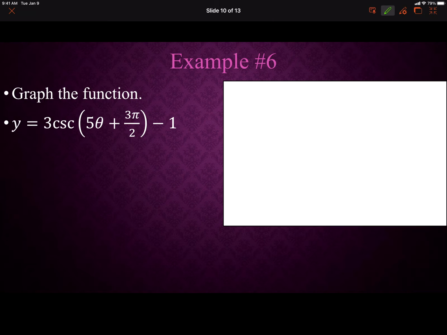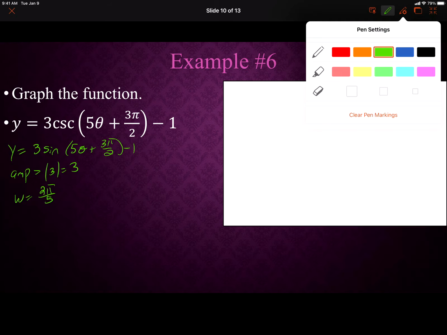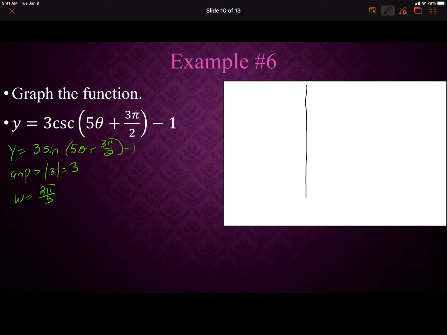So here we're going to be graphing this one based on y equals 3 sine of 5 theta plus 3 pi over 2 minus 1. So the amplitude of the original sine would be 3. Our period is 2 pi divided by 5. It's a plus sign there, so this one's going to also go left, so I'll make sure there's enough room to go left.